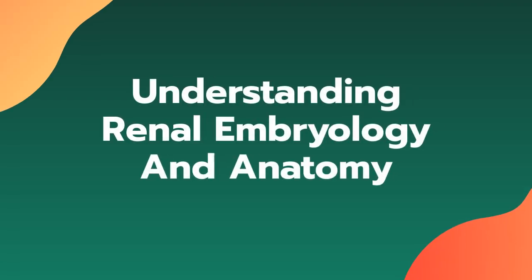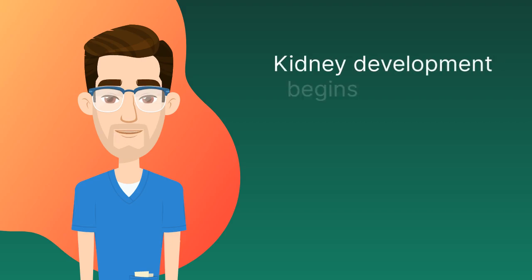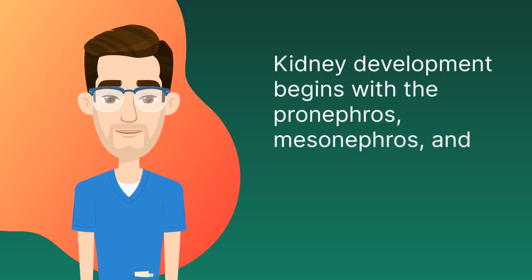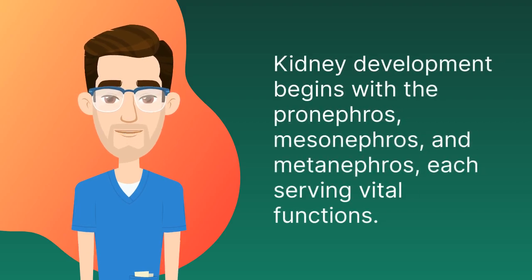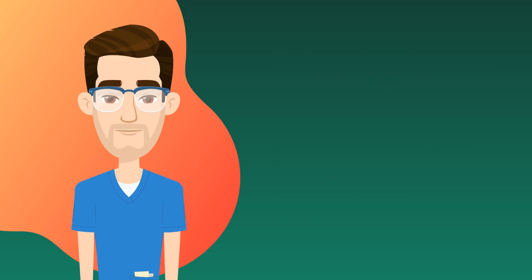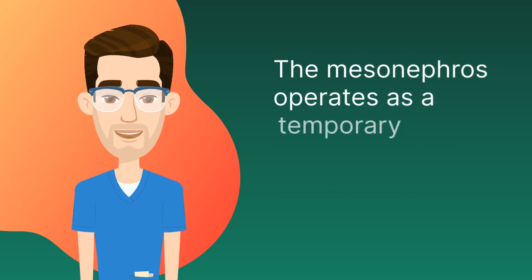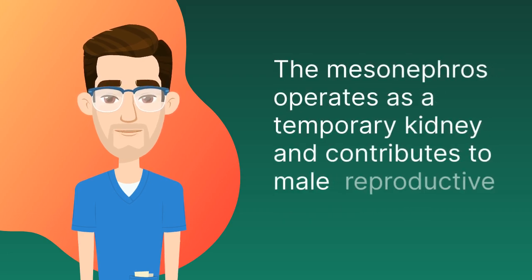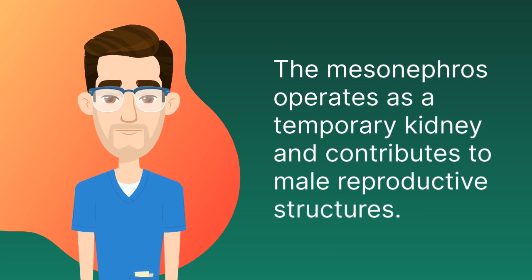Understanding renal embryology and anatomy. Kidney development begins with the pronephros, mesonephros, and metanephros, each serving vital functions. The mesonephros operates as a temporary kidney and contributes to male reproductive structures.